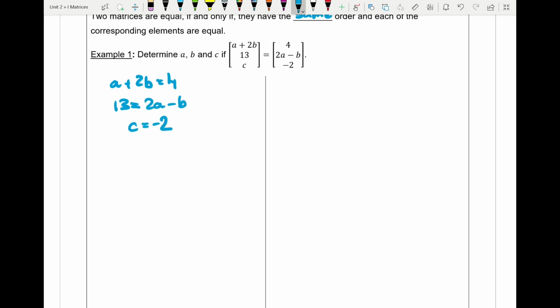So we can read off here that C is just equal to negative 2, and then we have two equations and two unknowns, so we can apply simultaneous equations to the first one. So let's call this equation 1, this equation 2. We don't have a matching coefficient of either of our variables, so we have to multiply equation 1 by 2.